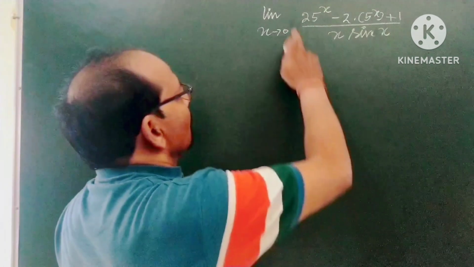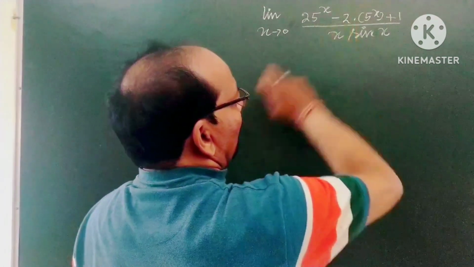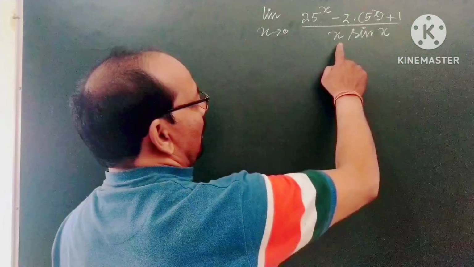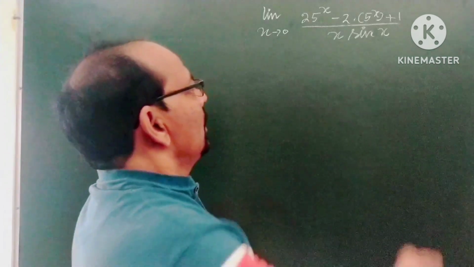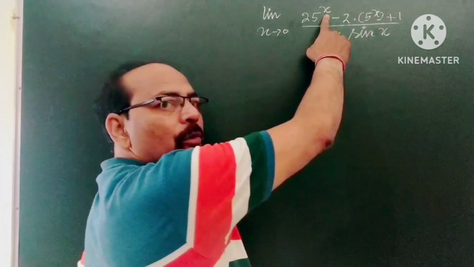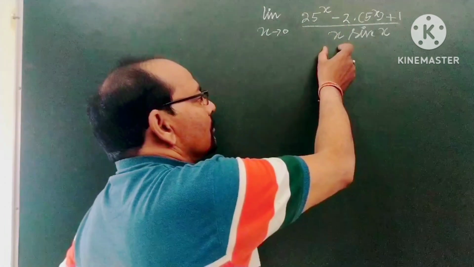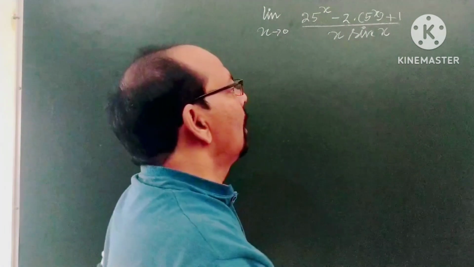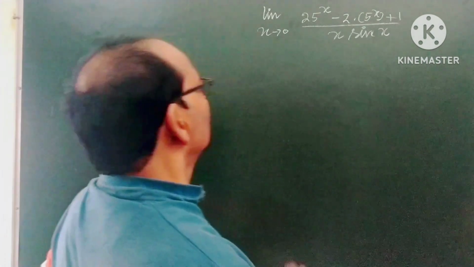The question is: find the limit of (25^x - 2·5^x + 1)/(x sin x) as x tends to 0. Here x is raised to a constant number, so this question changes into exponent form of the formula, and after that it will be solved.